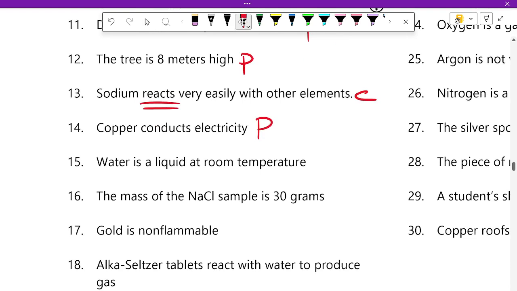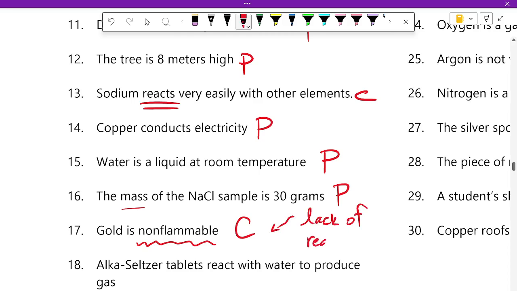Water is a liquid at room temperature. Physical. The mass of some sodium chloride is 30 grams. Physical. Gold is non-flammable. That one's actually chemical because it tells you about its reactivity or its lack of reactivity. Okay? And if it's talking about its reactivity, then it's chemical.